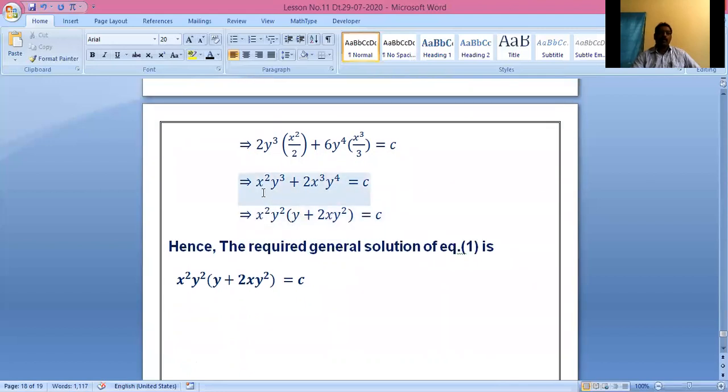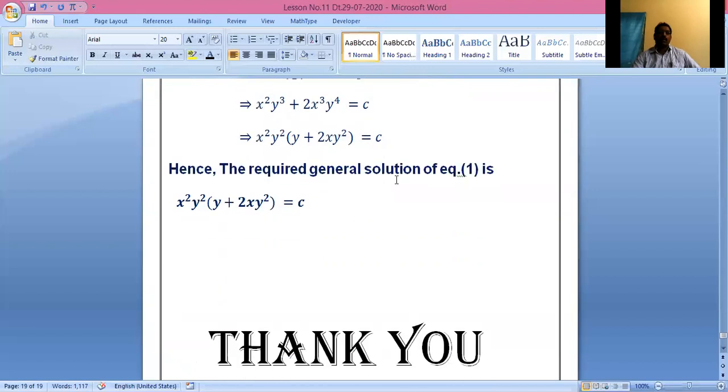By taking x square y cube common, we get x square y cube into (1 plus 2xy) is equal to c. Hence, the required general solution of equation 1 is x square y cube into (1 plus 2xy) is equal to c. Thank you.